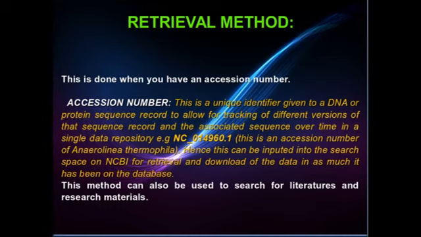So just as I've said, it's a unique number given to a DNA or protein sequence record to allow for tracking of different functions of that sequence record and associated with the sequence over time in a single data repository. So that's an accession number, just like what I've explained before. And this method can also be done to search for literature and research materials. Maybe you're doing your project work, maybe you want to search on a particular microorganism, a particular plant, a particular drug, whatever that is associated with genetics, drugs, health, plants, or agriculture, you can actually search for it.